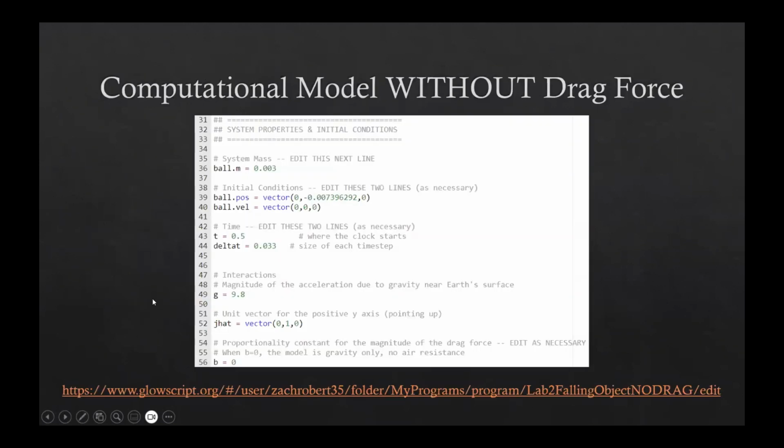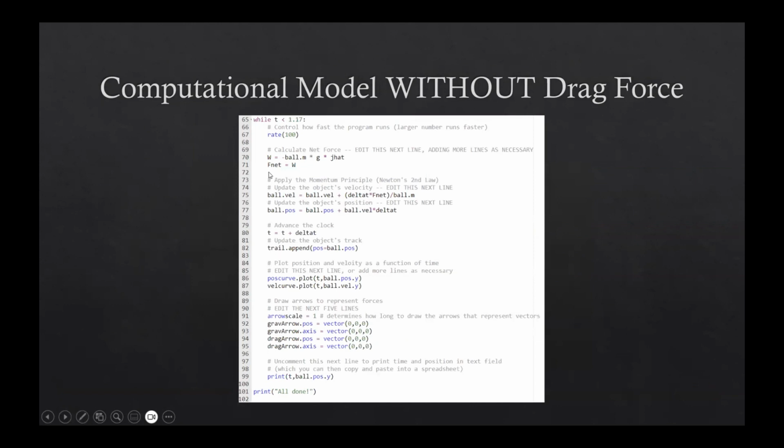This is an excerpt from the code model without the drag force. So this model will only account for the force of gravity acting in the negative y direction. The sauce packet's mass is shown here to be approximately 0.003 kilograms, and the frame rate of the video was 30 frames per second, so the delta t was 0.033 seconds. The code link is shown below. This is an excerpt of the code where you can see the only force acting on the ball is the weight of the ball, which is shown here.